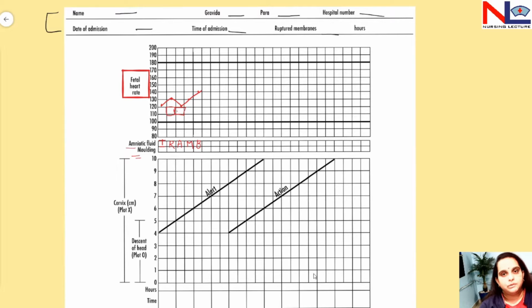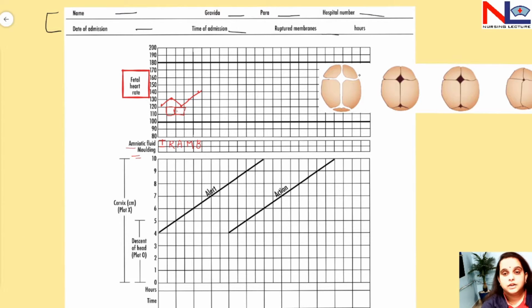So let me show the image so you can understand how we can write how much molding is there or not. Here in the first figure, the bones are not overlapping each other, and you can feel the suture line because there is a gap between the bones. If you feel like that during per vaginal examination, you can write 0. It means the molding is 0 and the head isn't compressed.